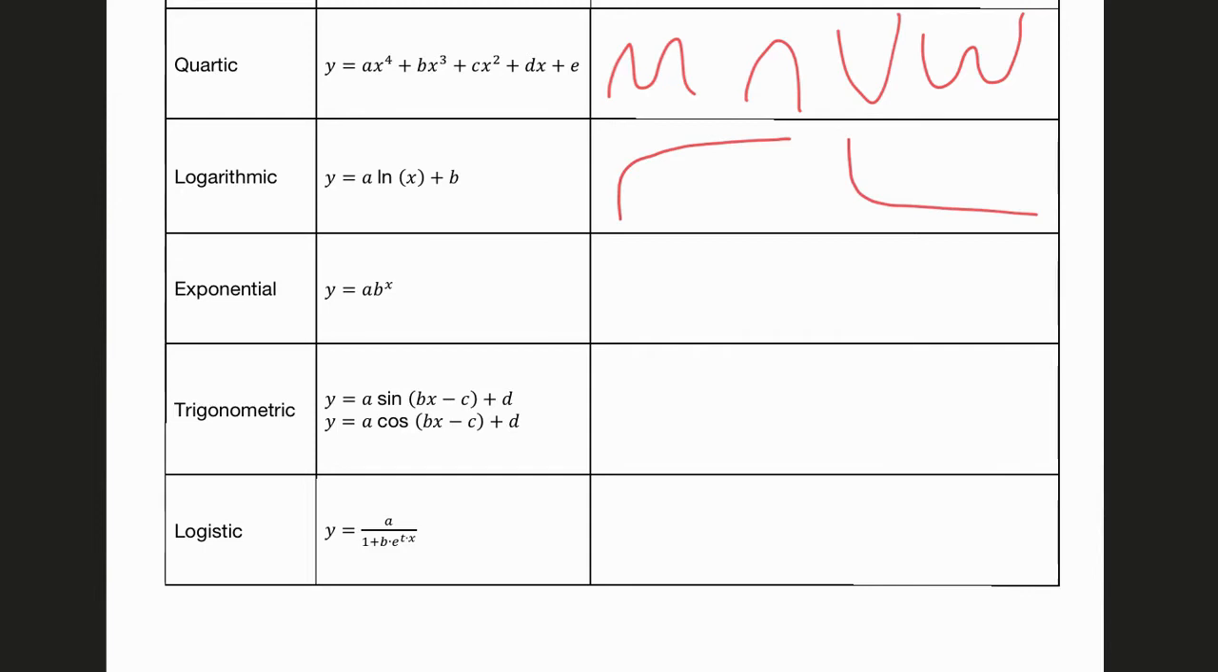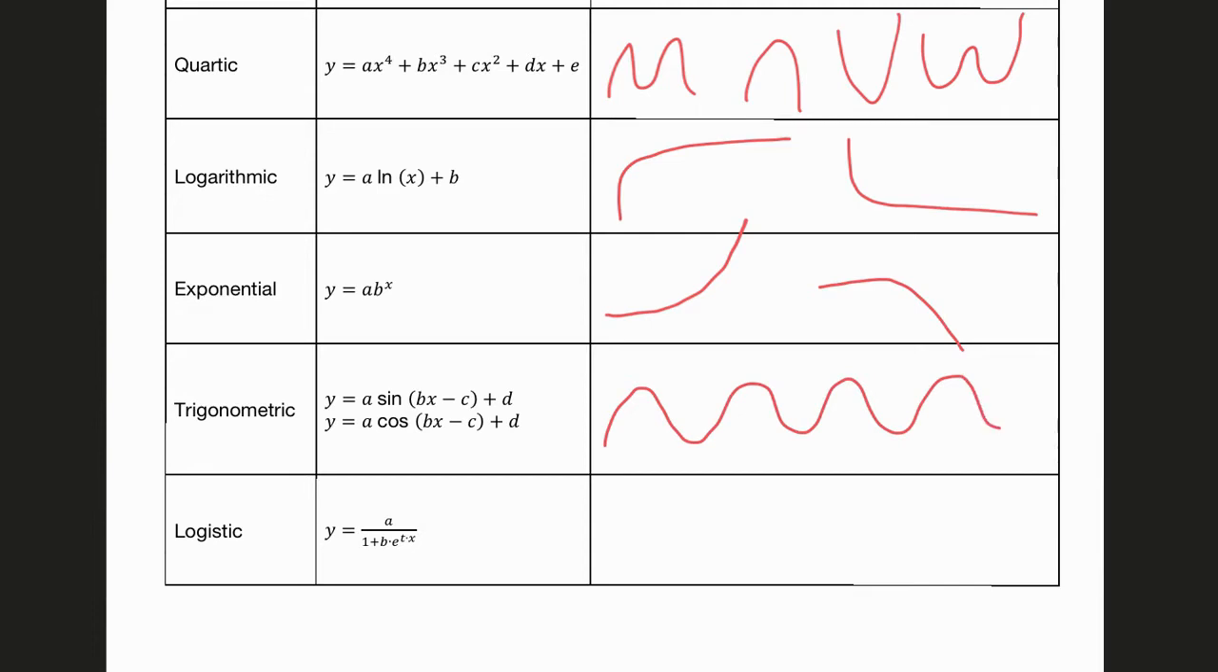Exponential can have a couple different looks. Like if it's exponential growth, it looks like this. But if it's exponential decay, it looks like that. Trig functions, the only ones that we're going to cover are sine and cosine, which both have the same shape. They've just been phase shifted from each other.